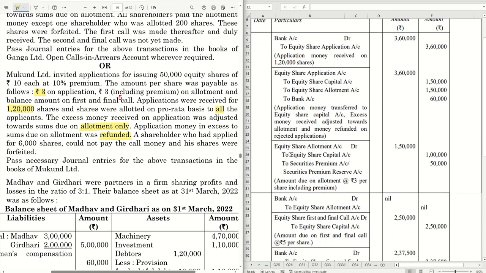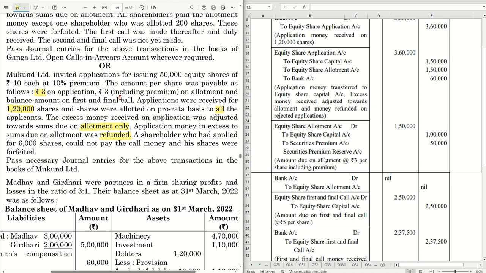The next journal is making the allotment money due. Equity share allotment account debit to equity share capital account, to securities premium reserve account. Now we know 1 rupee premium is there. So 1 into 50,000 shares, 50,000. Equity share capital account will be 1 lakh.